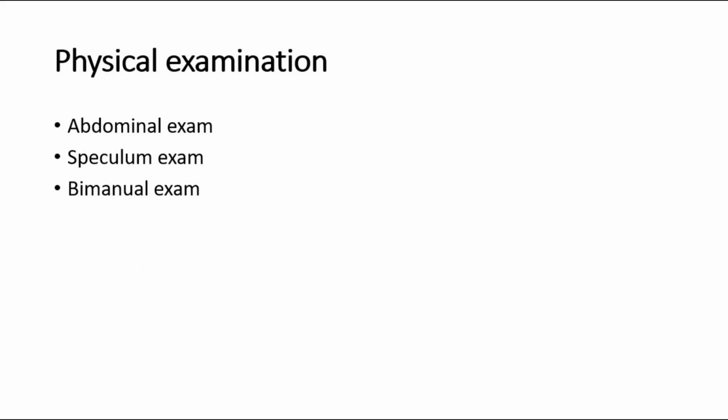On physical examination, we should do an abdominal examination and speculum examination to rule out other causes of bleeding arising from the vagina and cervix. Bimanual examination may reveal an enlarged uterus in endometrial cancer. However, the uterus is usually not significantly enlarged.